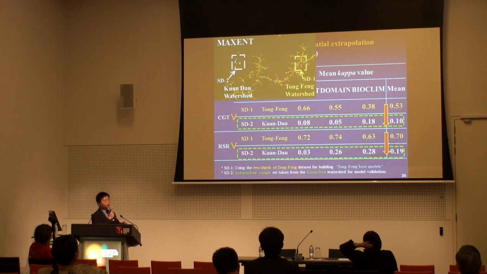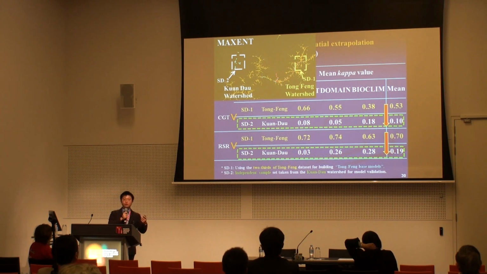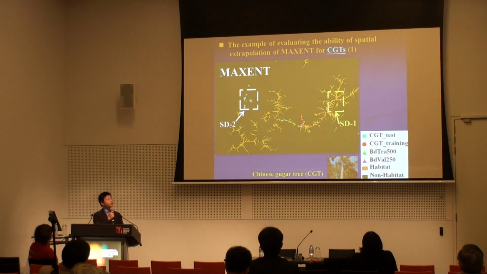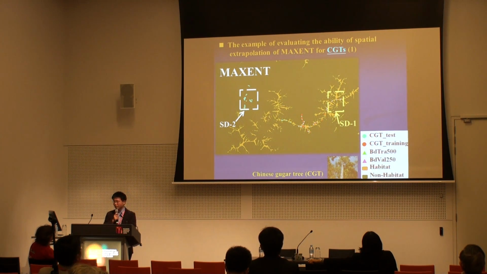That means if the model is based only on topographic variables, it can only be applied within a limited geographic environment, but cannot predict other watersheds. So I also use the prediction map to show you an example. The map is predicted by a Maxent model, and we enlarge a local place, like the two red boxes, to show you what happens in the SD1 and SD2 cases, the difficulty of spatial extrapolation.